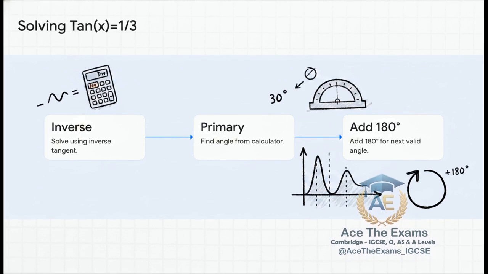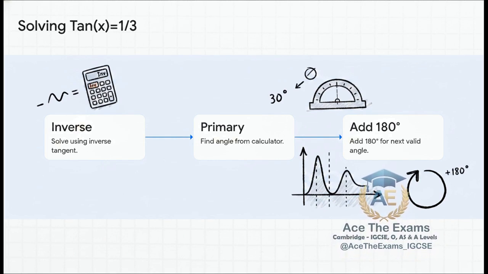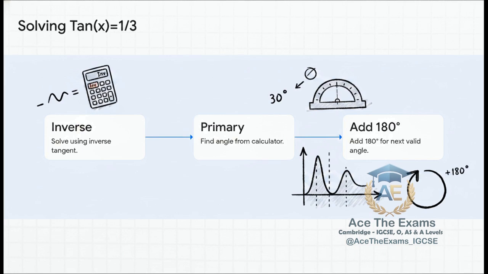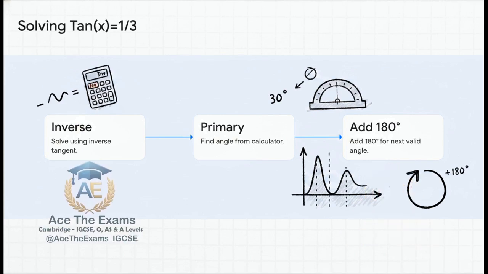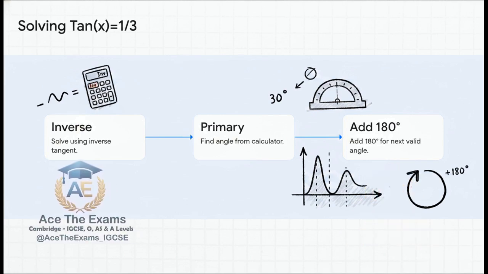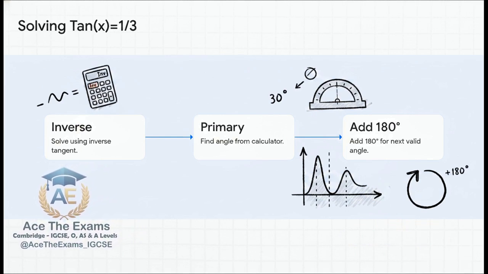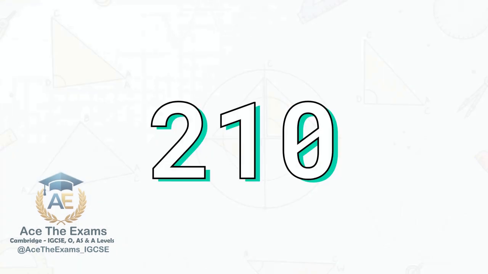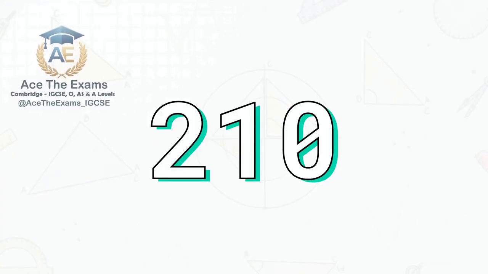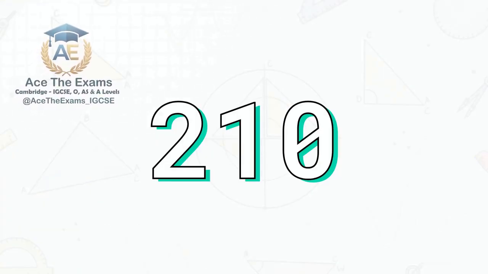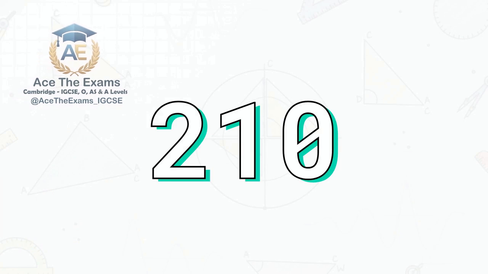Step 2, the calculator gives you your primary angle, which is 30 degrees. This is where untrained students stop and lose half their marks, but you know better. Step 3, you remember that the tangent graph has a period of 180 degrees, so to find the next valid angle, you simply take that 30 degrees and add 180 to it. Which perfectly reveals our final, complete answers. 30 degrees and 210 degrees.